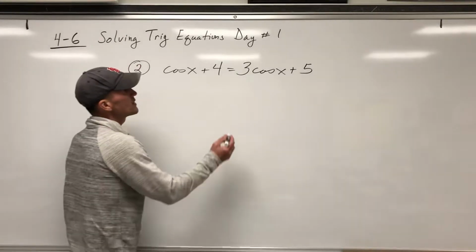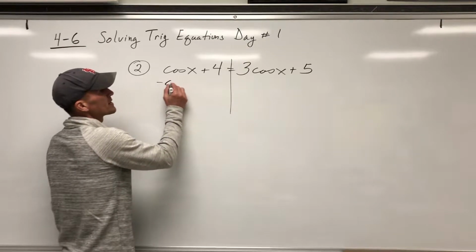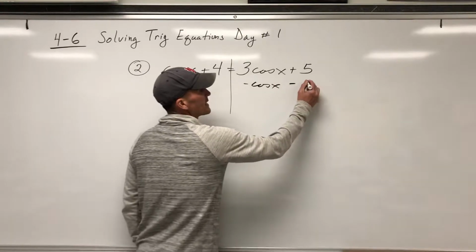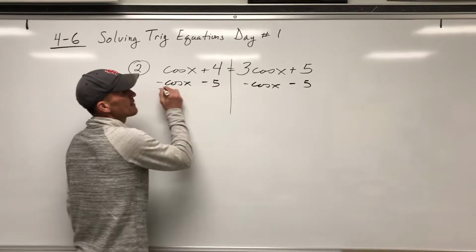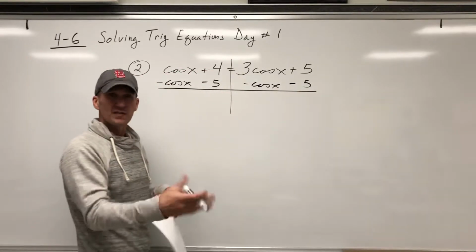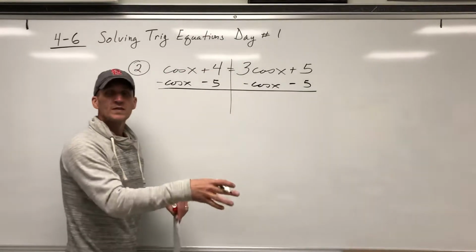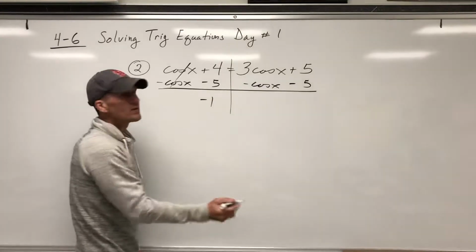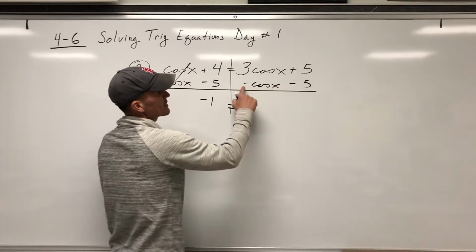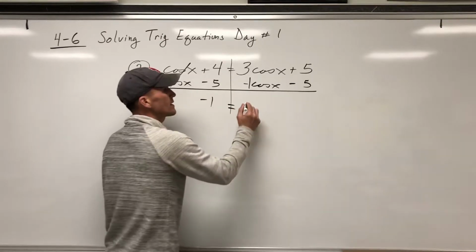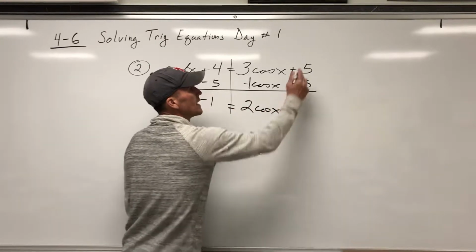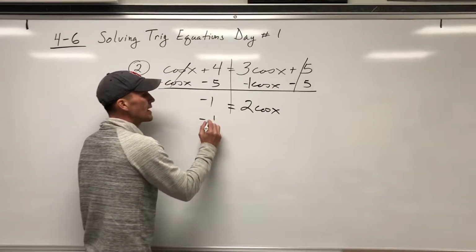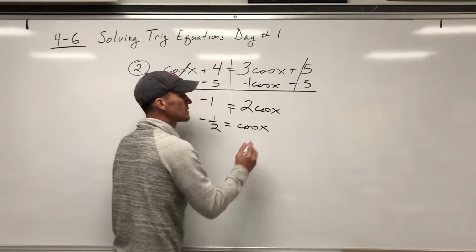So I'm going to do the double move here. I'm going to minus cosine of x on the left side and the right side. And I'm going to minus 5 on the right side and the left side to get my variable stuff, which does have a trig function in there, on one side and my regular numbers on the other side. So these cancel. This leaves me with -1 equals 3 cosine of x minus 1 cosine of x, which is 2 cosine of x, and these cancel. Now I'll divide both sides by 2, and I'll have -1/2 is equal to cosine of x.